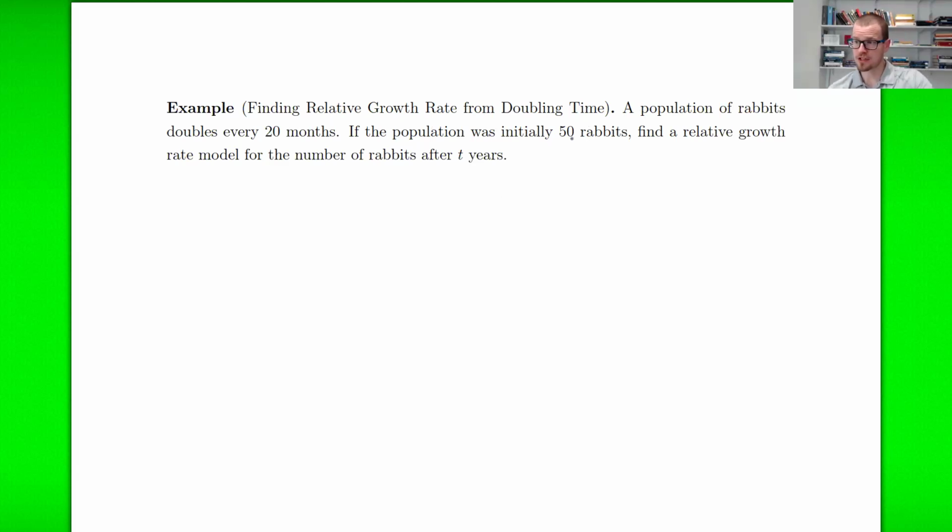We have an initial population of 50 rabbits. So in this case, we're not looking for that initial population. Rather, we want to find the relative growth rate so we can write that relative growth rate model.